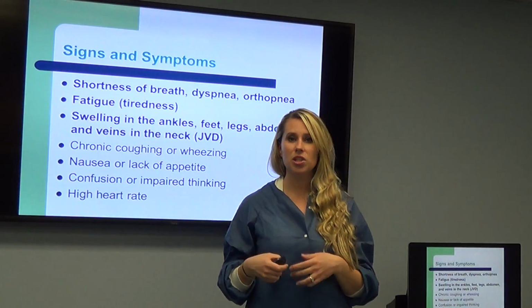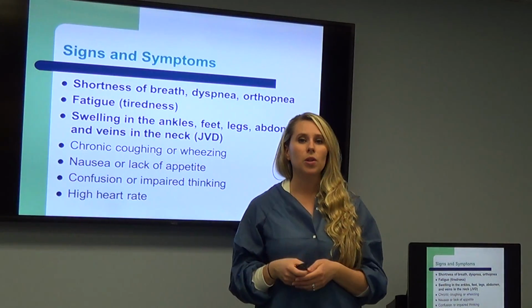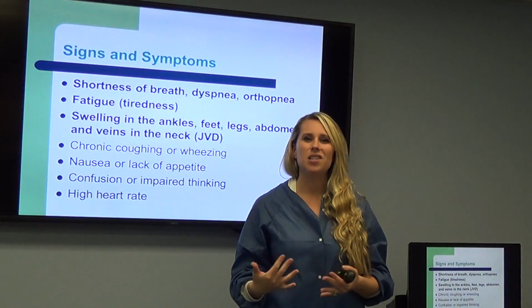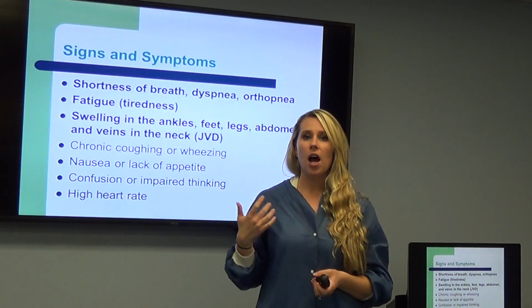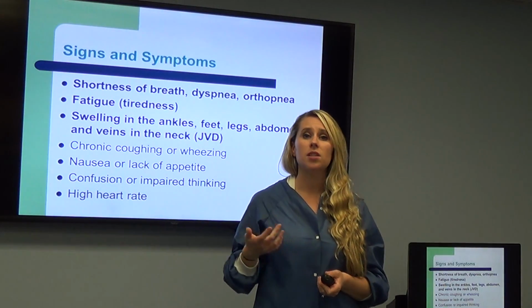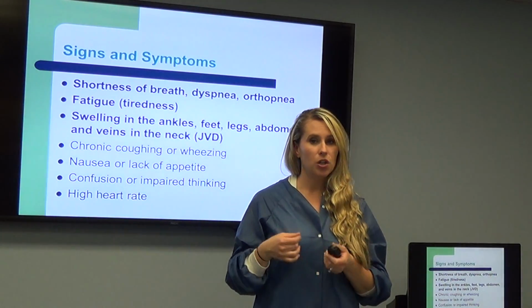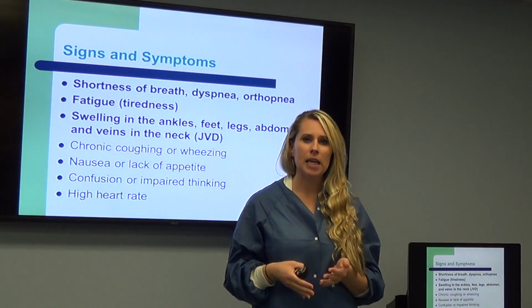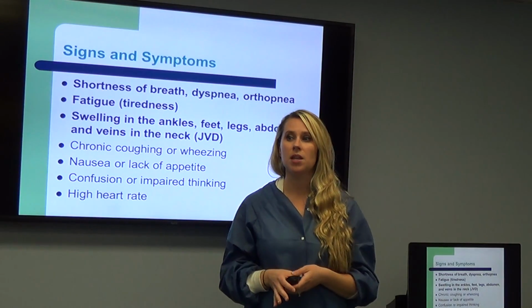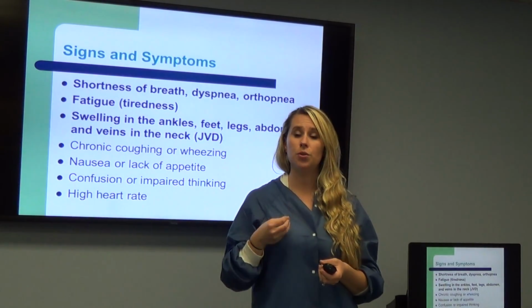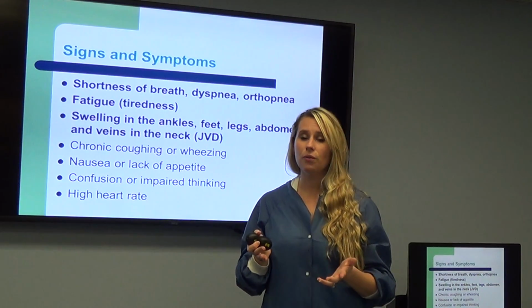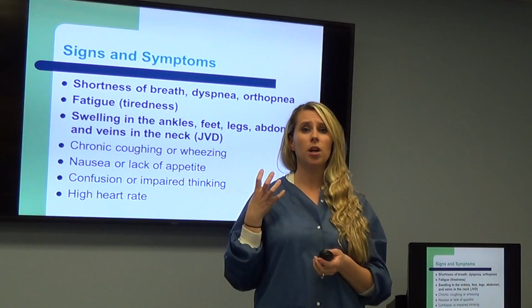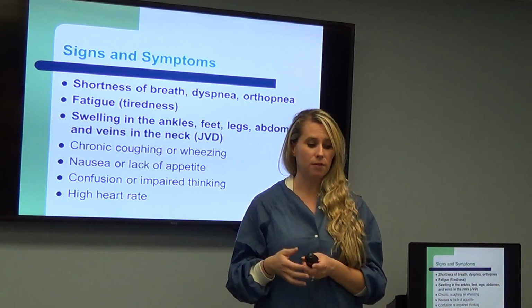And swelling, especially in the extremities, your ankles, your legs, your arms, jugular vein distension, which is your JVD, maybe some ascites, which is swelling in the abdomen. A chronic finding that some patients complain of is chronic cough or wheezing, nausea or lack of appetite. Confusion or impaired thinking is kind of a late sign. So if the patient is having these symptoms, there is lack of blood to the brain. And then the high heart rate can relate to your arrhythmias, or just the fact that the heart is trying to pump more quickly to get the blood to the rest of the body.